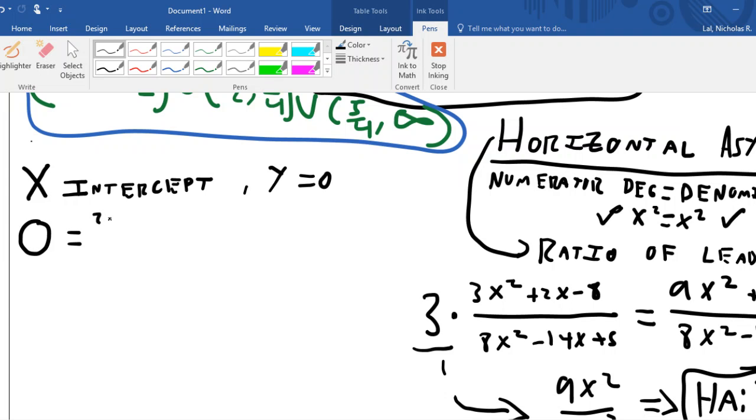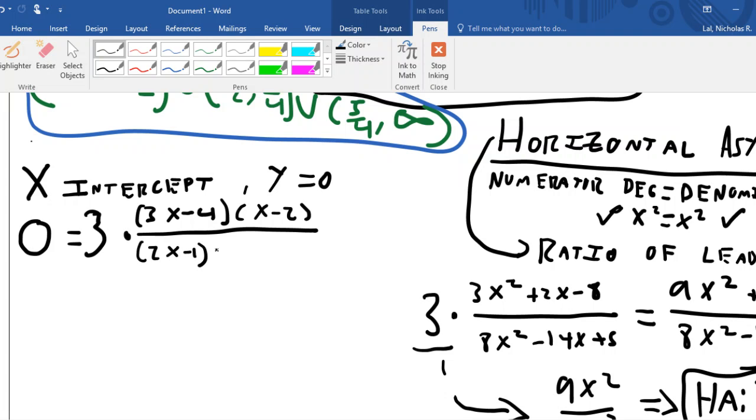3x squared. Actually, this would be easiest in factored form. So it's equal to 3 times 3x minus 4 times x minus 2 over 2x minus 1 times 4x minus 5.